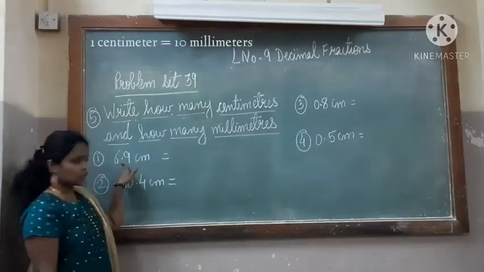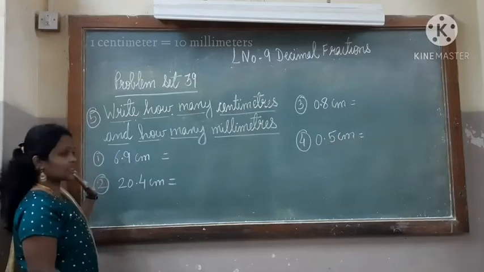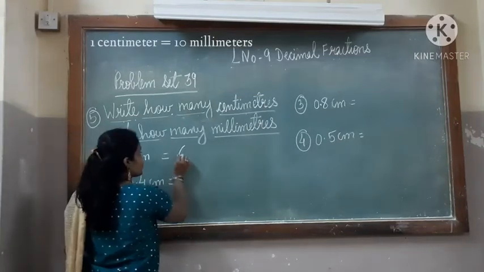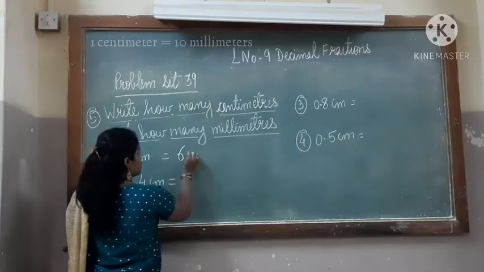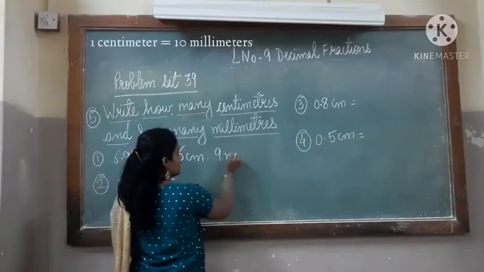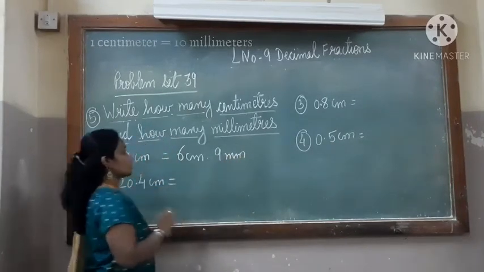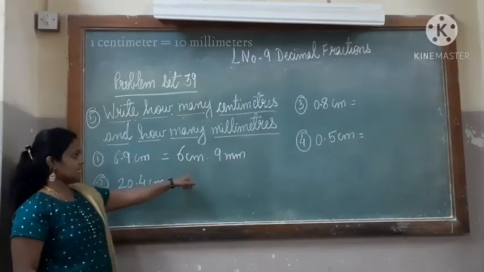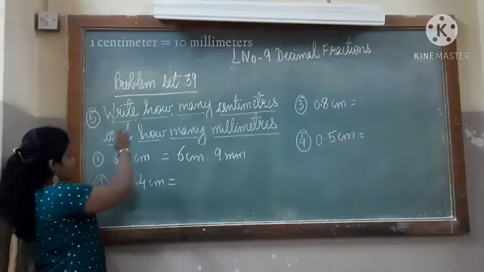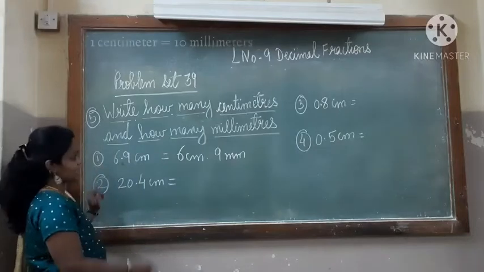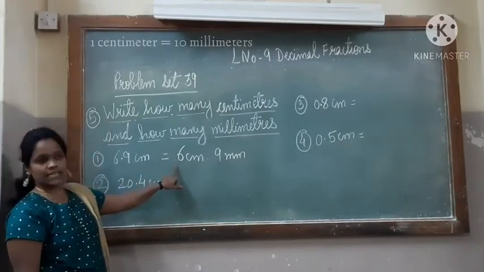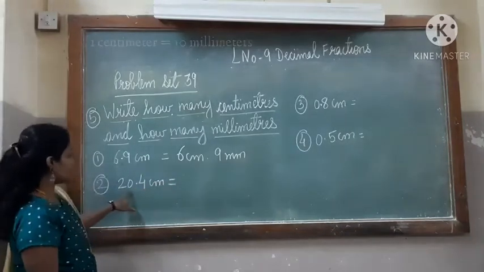So again focus on the decimal point, the right and the left side. So 6.9 is given. So 6 will be centimeter and 9 will be millimeter. So you are supposed to write the centimeter and the millimeter and focus on the decimal point and on the right hand side and the left hand side. Right hand side it will be millimeter and the left hand side it will be centimeter.